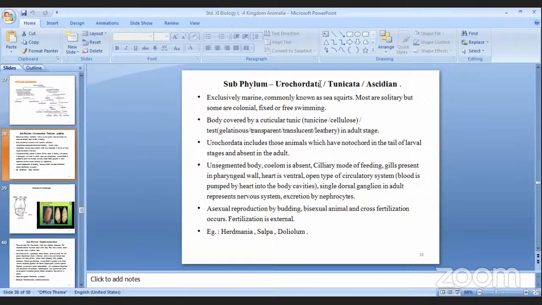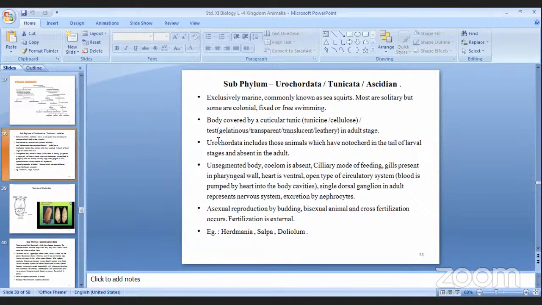It is also known as Tunicata because its body is covered by a tunic. It is known as tunicin, or cellulose. It is also known as ascidian. It is exclusively marine, commonly known as sea squirts. Most are solitary, but some are colonial. They may be fixed or free swimming. The body is covered by a cuticular tunic or test.